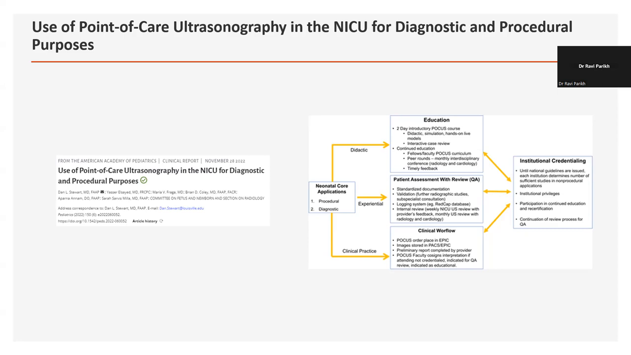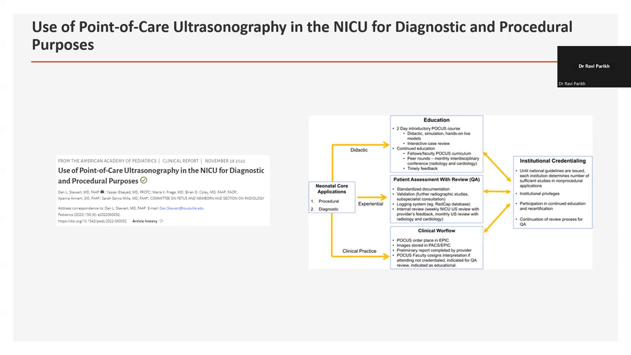How many scans do you need to do to be accredited? Really, what is the learning curve that says that you can make a safe diagnosis of RDS, TTN, pneumothorax, pleural effusion, pneumonia, collapse, consolidation? How long does it take? How many scans do we need to do? We just don't have any evidence for this. No high quality evidence at all.